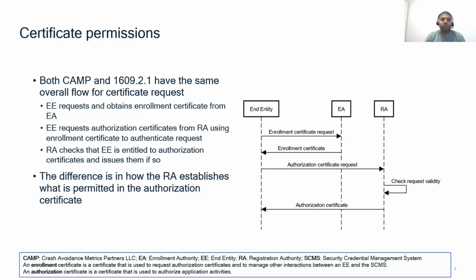So with these two types of certificates in mind, an end entity first requests and obtains this enrollment certificate from the enrollment authority. The end entity then requests authorization certificates from the registration authority, using the enrollment certificate to authenticate the request. And the RA, the registration authority, checks that the end entity is entitled to authorization certificates and issues them if so. The main difference between the CAMP and the 1609.2.1 specification is in how the RA establishes what is permitted in the authorization certificate.